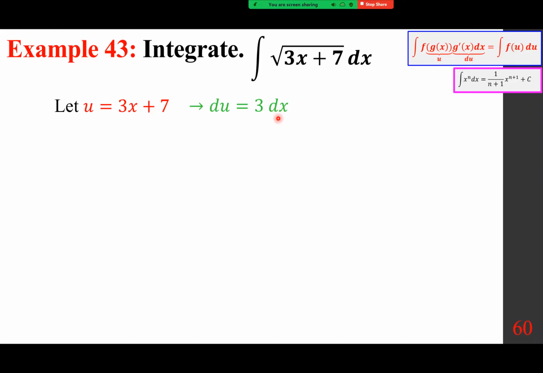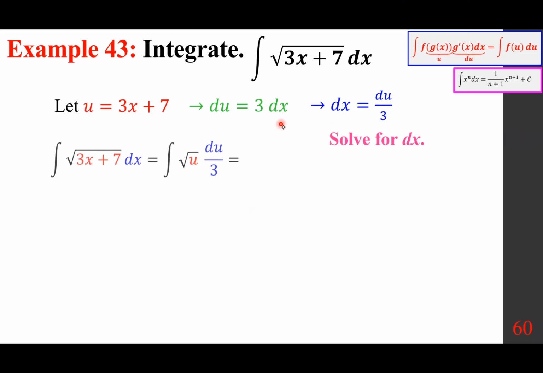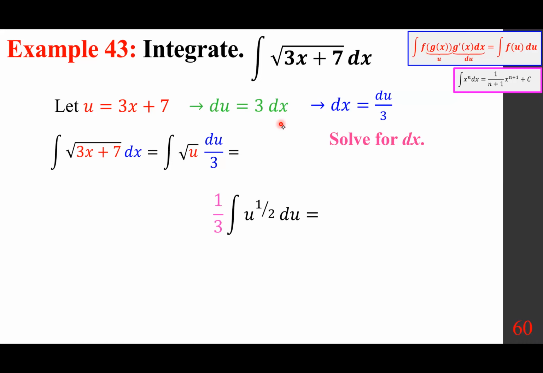Really, there's not much of a difference. If you solve for dx, dx is du over 3. And now we can rewrite it in this fashion. And of course, square root of u is u to the power 1/2. This is what they do. What I do is different. So I want to show you what I do.